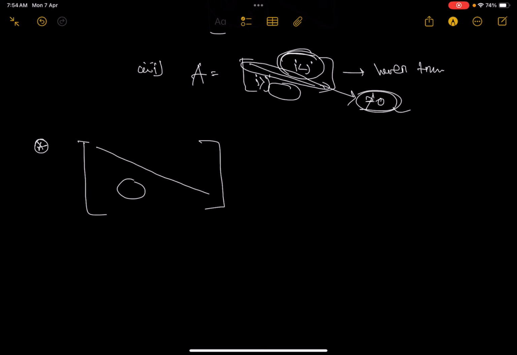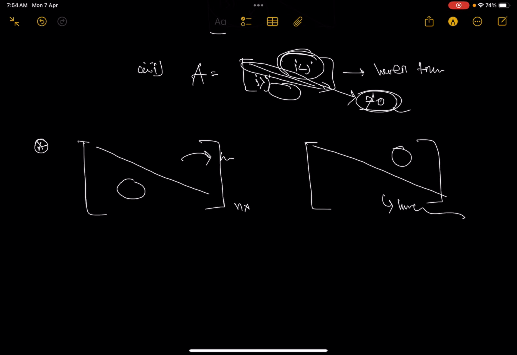If this part is 0, this is the upper triangular matrix. This is also a kind of triangular matrix. If this part is 0, this is the lower triangular matrix. This must be a square matrix, n cross n. Then the question is given: the maximum number of distinct entries in a triangular matrix of order n.